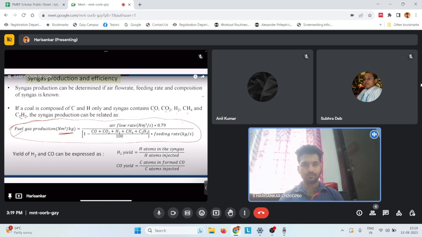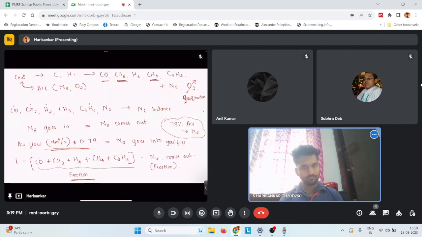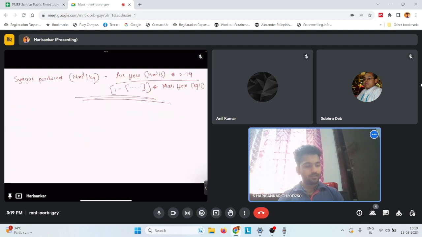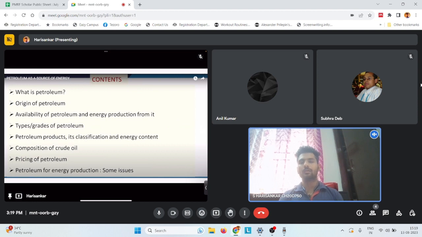Okay, I hope this derivation was clear. I forgot the name of the person who asked this doubt, but I hope he's also able to understand how the equation is derived. Anyways, let's move on to today's topic.